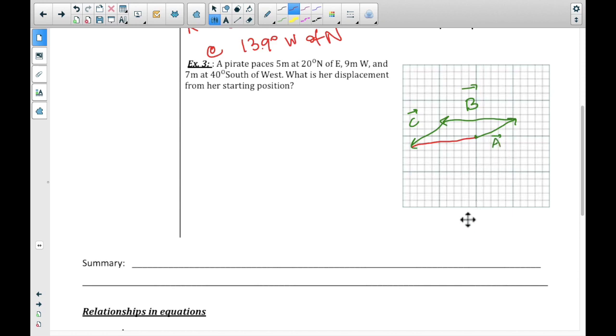Okay. I don't know why, but it makes me think of the Backyardigans dressing up as pirates and going.